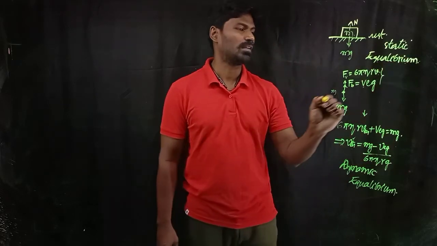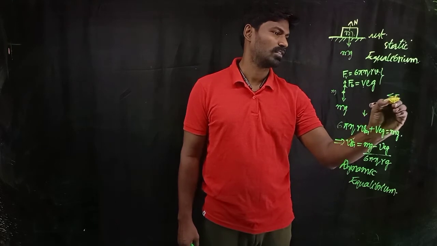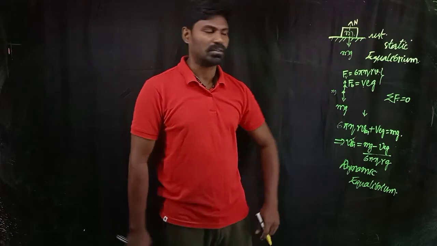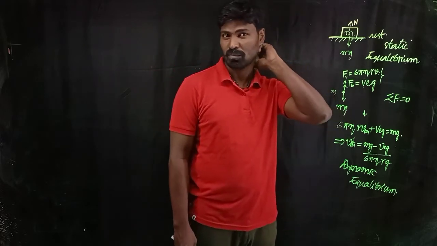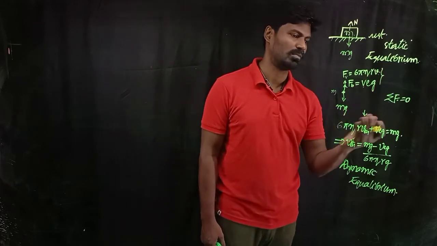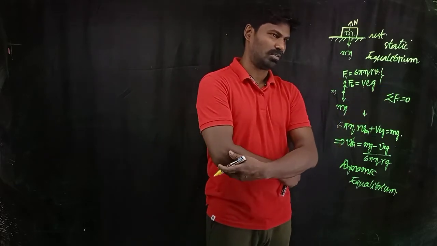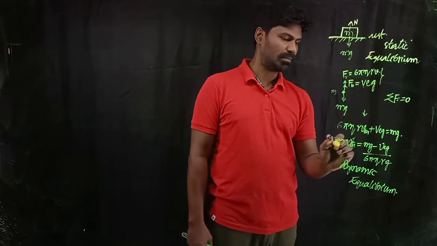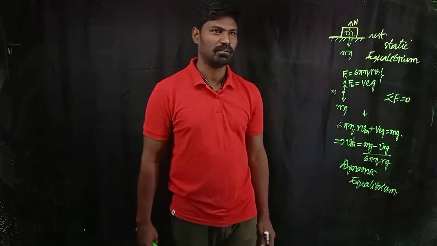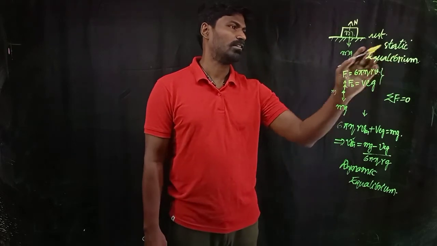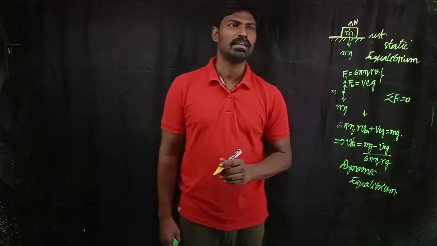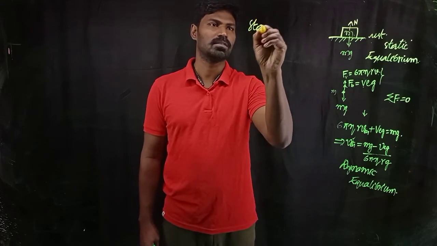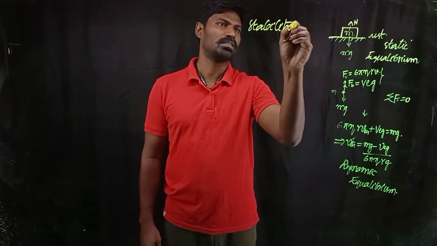In both the conditions, the resultant force F resultant is equal to zero, as far as linear motion is concerned. If you consider rotational motion also, the resultant torque should be zero. So the resultant force acting on the body is zero, and in static equilibrium the body is at rest. In dynamic equilibrium, the body is moving with uniform velocity. This is called equilibrium, static equilibrium and dynamic equilibrium. And the second thing that I would like to consider is stability. What is stability?